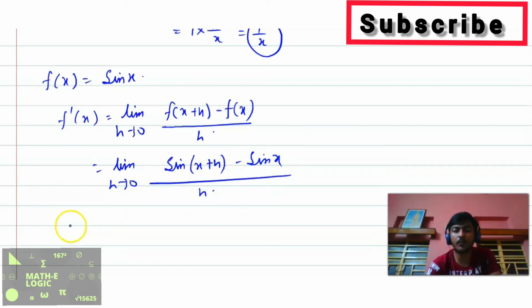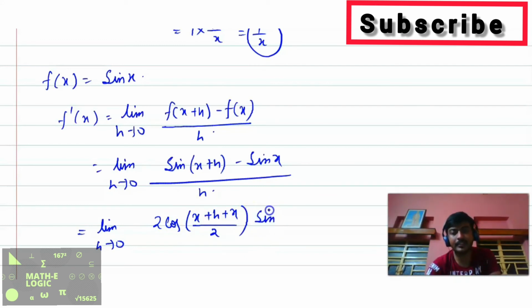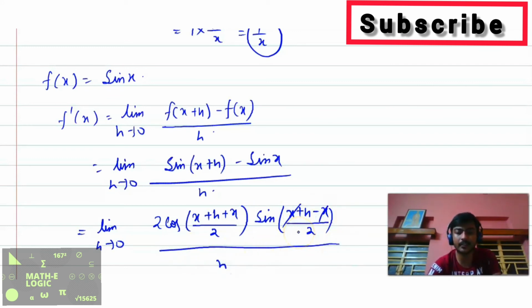Now we have to know the formula of sine c minus sine d. The formula is 2 cos((c plus d) by 2), that is (x plus h plus x) by 2, sine((c minus d) by 2), that is (x plus h minus x) by 2, divided by h. So plus x minus x cancel out.